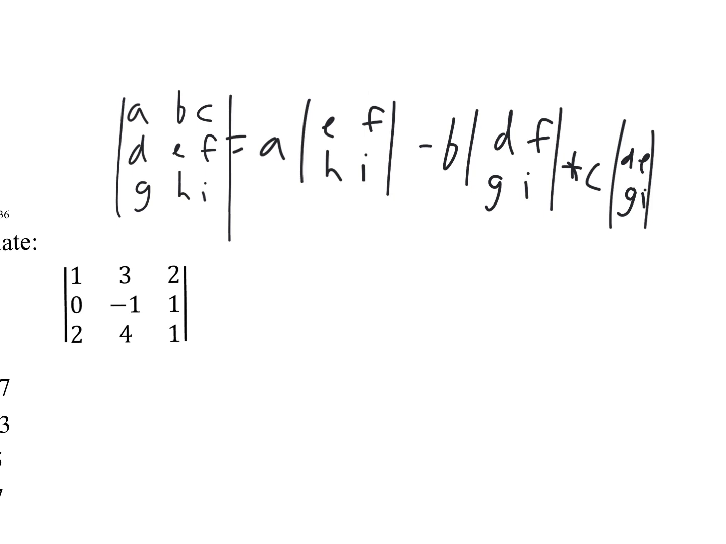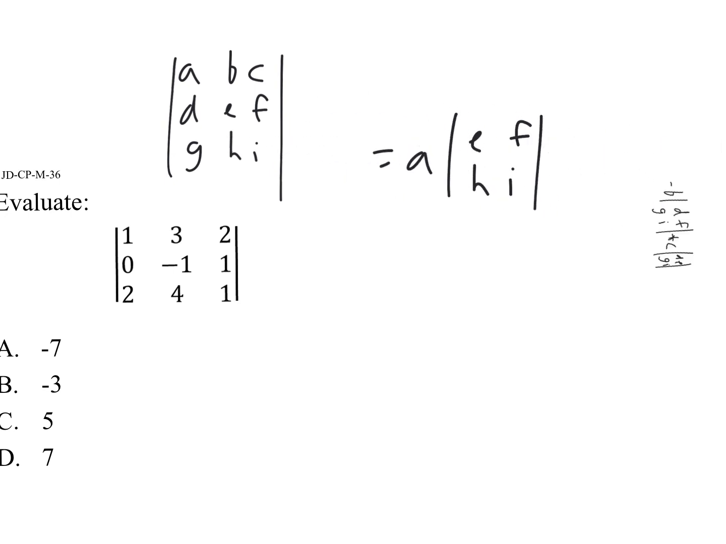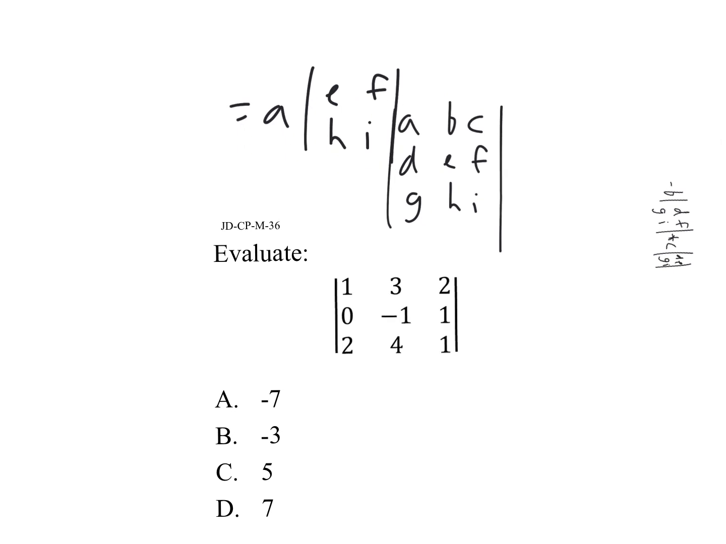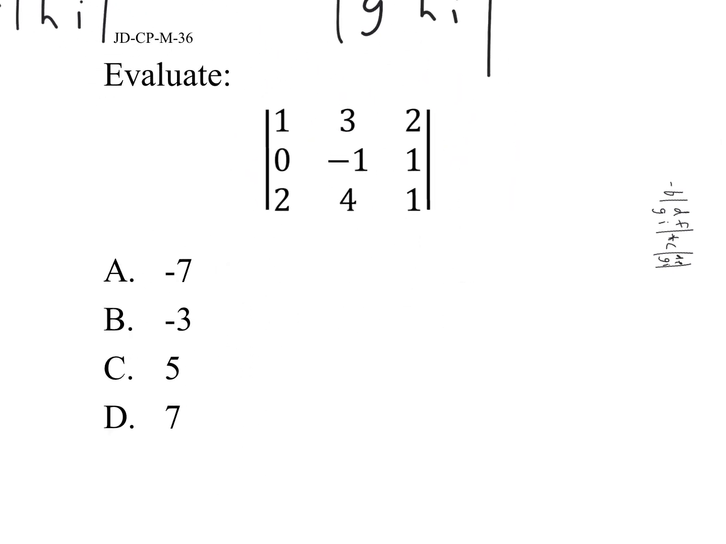And there's actually a shortcut to this that's maybe a better, easier way for us to do this. We actually did this when we did area of triangles. You can just rewrite the first two columns, so 1, 0, 2, and 3, negative 1, 4, next to what you had to start with, and then you're going to look for diagonals.